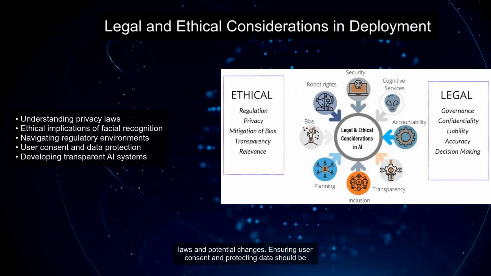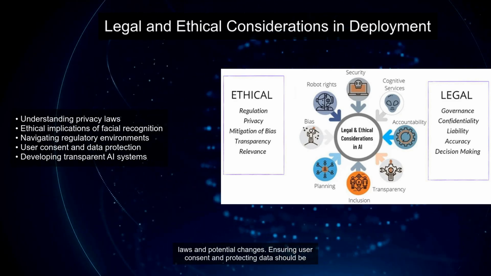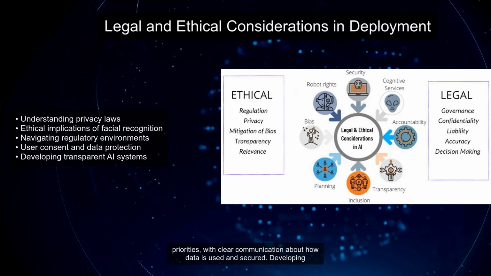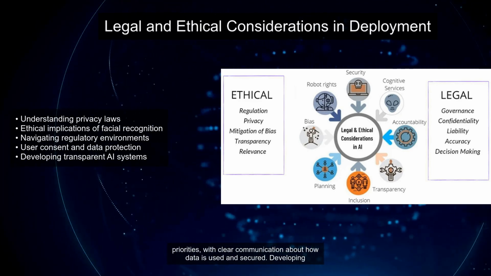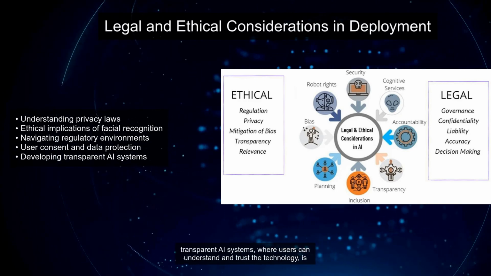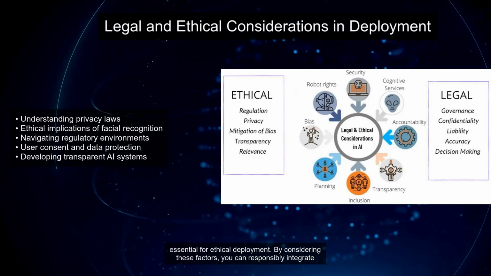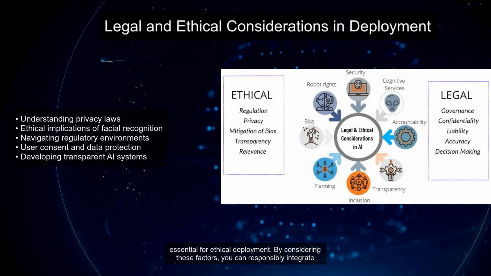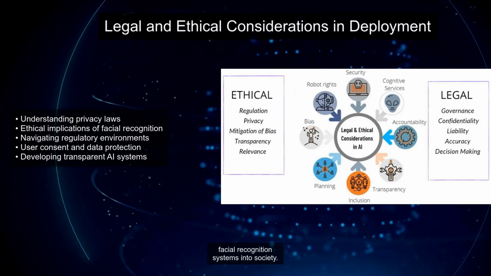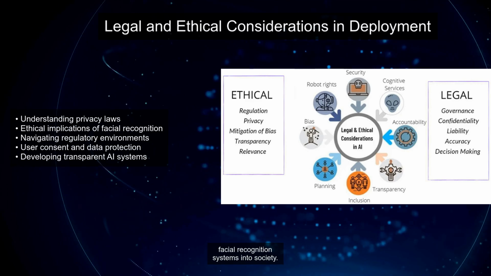Navigating regulatory environments requires staying informed about current laws and potential changes. Ensuring user consent and protecting data should be priorities, with clear communication about how data is used and secured. Developing transparent AI systems, where users can understand and trust the technology, is essential for ethical deployment. By considering these factors, you can responsibly integrate facial recognition systems into society.